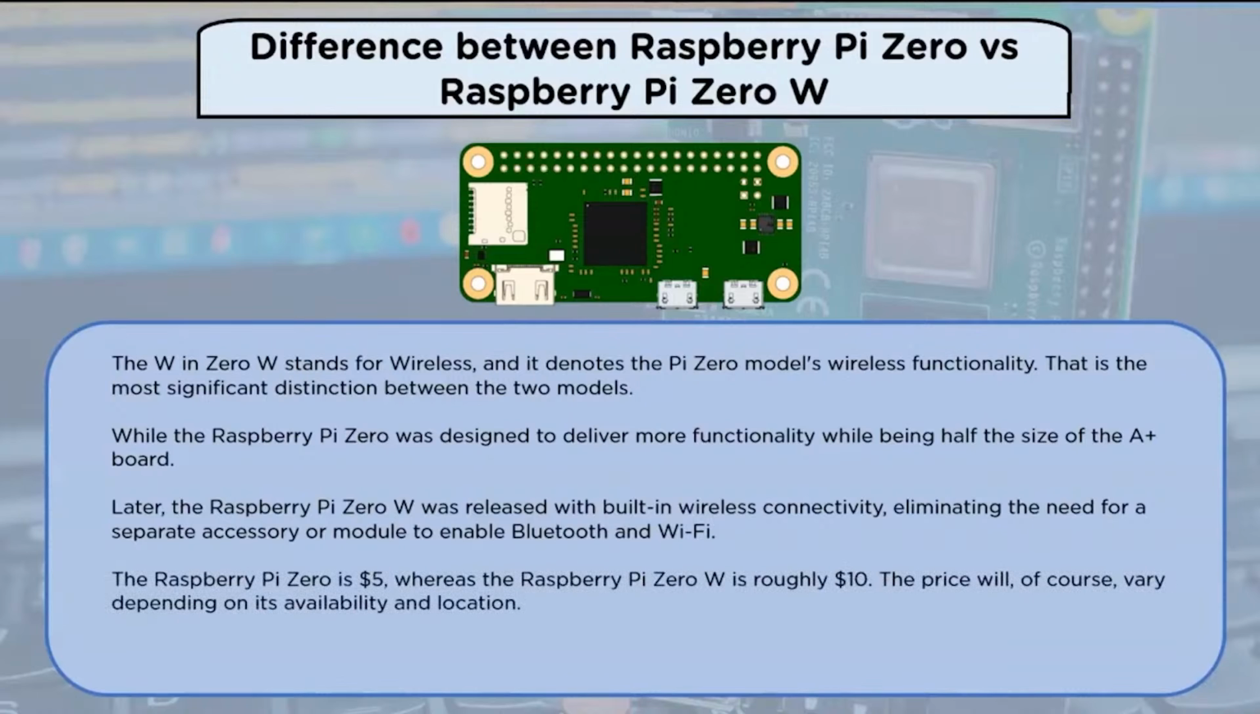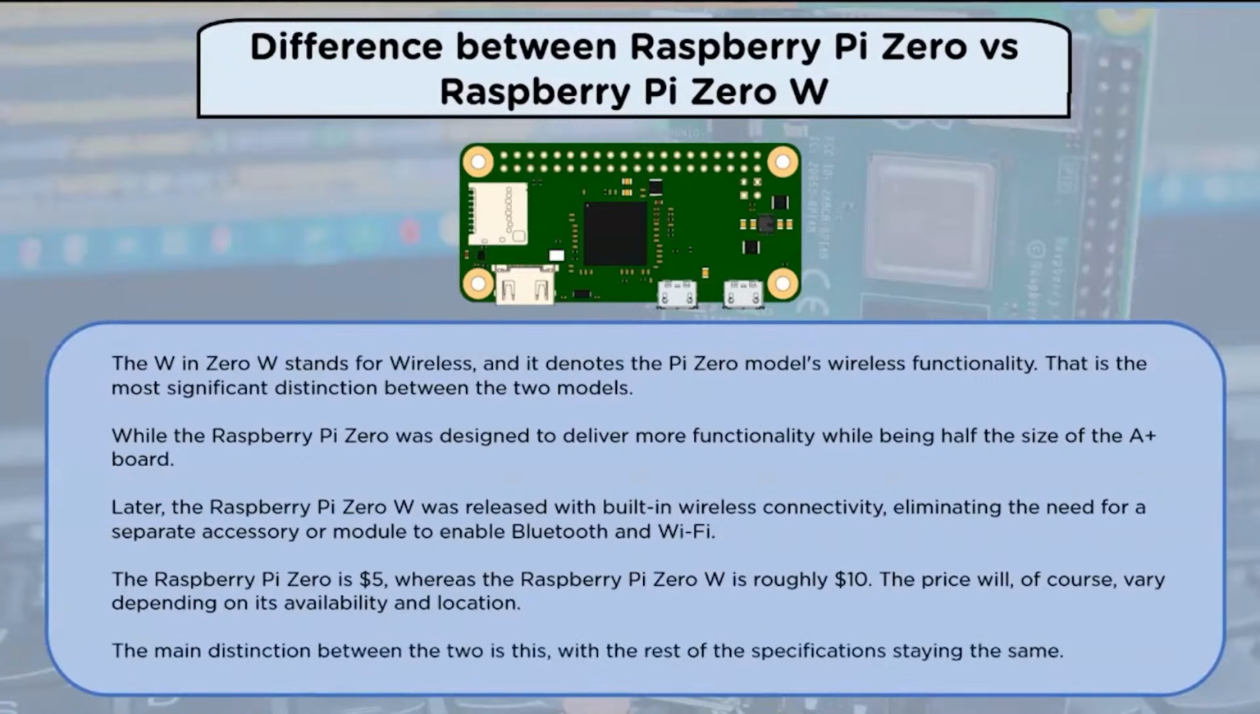The Raspberry Pi Zero is $5, whereas the Raspberry Pi Zero W is roughly $10. The price will of course vary depending on its availability and location. The main distinction between the two is this, with the rest of the specifications staying the same.